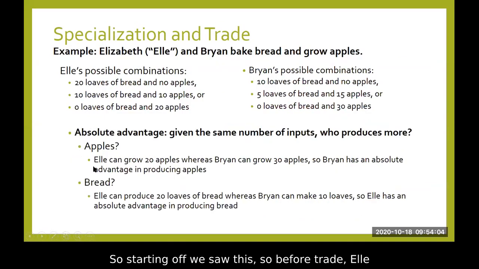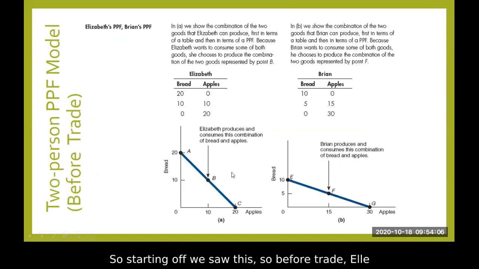So starting off, we saw this. Before trade, Elle was at this point. So we know she could have been at A and B and C or anywhere in between, but again, she doesn't just want bread or just want apples. She wants some of both. So she chooses point B. So initially, before specialization and trade, she is able to produce and consume 10 loaves of bread and 10 apples. And similarly, Brian, before trade, is able to produce and consume 5 loaves of bread and 15 apples. So that's where they are before trade.